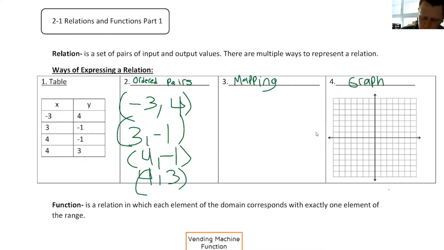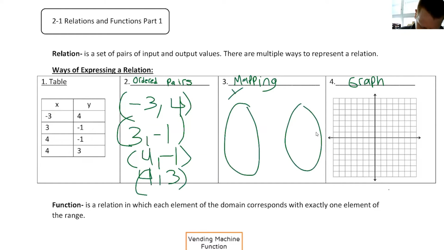The third way we can represent a relation is called a mapping, and this is the weird one of the group, where you have these two ovals. The first oval is your X values or your inputs. The second oval is your Y values or your outputs. One thing to be careful of: your first oval is your X values. So when you start writing these down, you have -3, you have 3, and you have 4. If you have a number that repeats, for example, we have two 4s, you just put it one time. Don't repeat yourself when you're making a mapping.